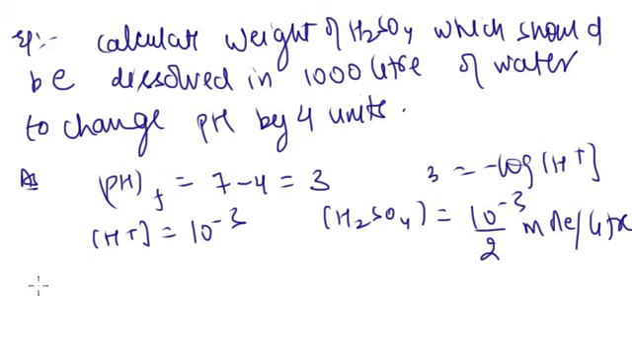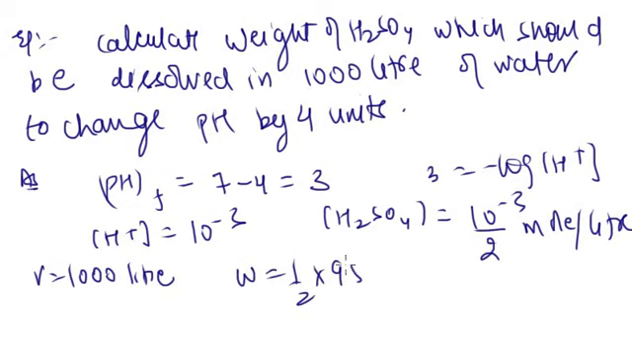So volume is like 1000 liter. So weight will be 1 by 2 into 98, right? So number of moles will be concentration times volume. I'm explaining where 1 by 2 comes from. We have the volume, we know the molarity, and moles will be volume multiplied by molarity. 10 to the power 3 is the volume. Molarity is 10 to the power minus 3 by 2. So moles turn out to be 1 by 2.